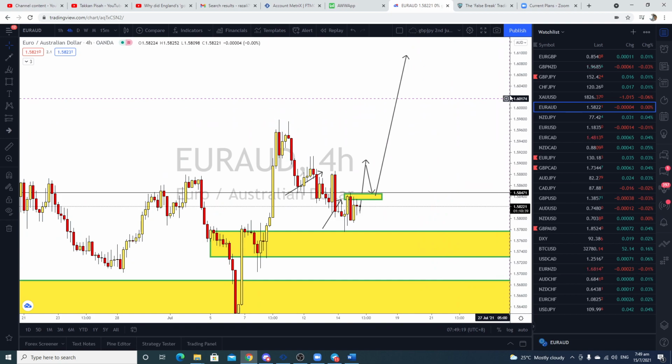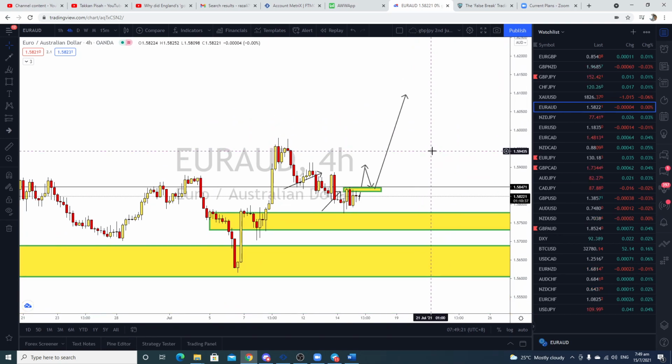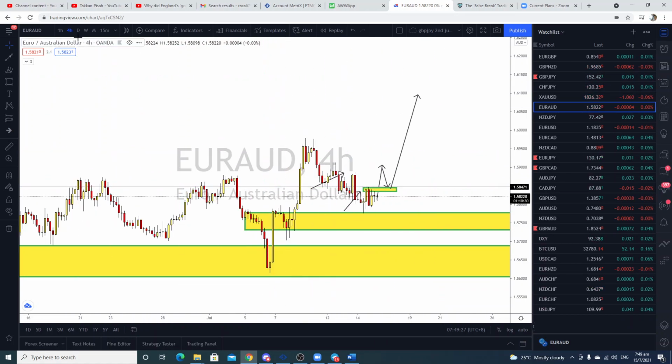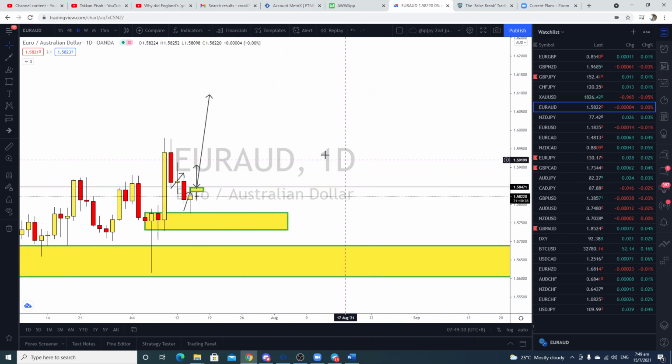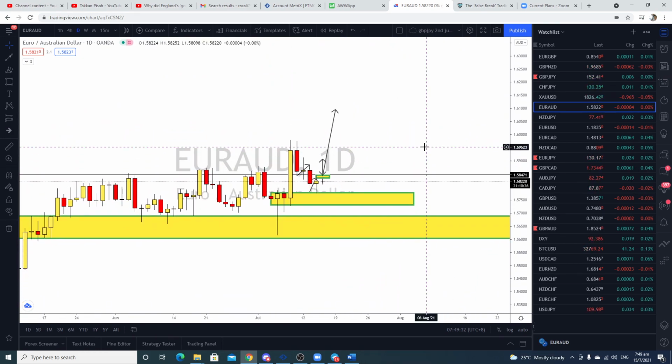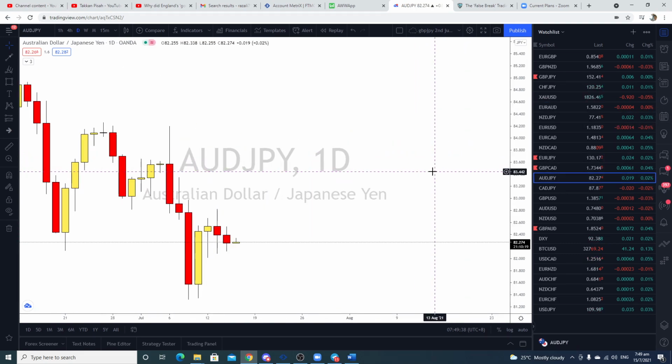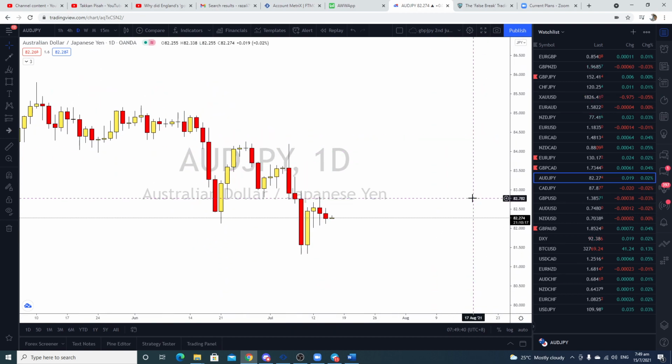Alright, so that is my take for you on Aussie. We have to wait and see what happens first. But as I say, based on the higher time frames, a lot of the time I just look at the daily and H4 for my day trading, and this is good enough. Aussie yen might just still push down.